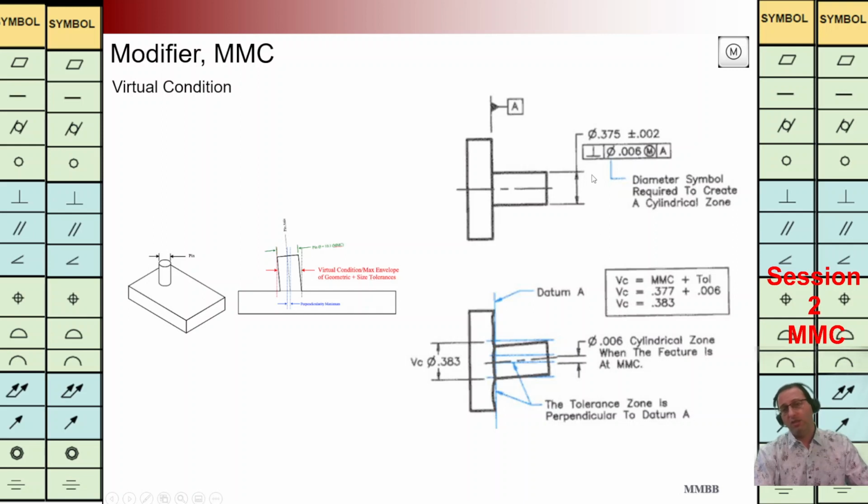We have another example here. Again, we are going to calculate the maximum possible diameter of the pin, and then we are going to modify it. We need to add it. We can calculate the virtual condition for this pin. All possible diameters of the pin should be in these virtual boundaries or virtual condition.